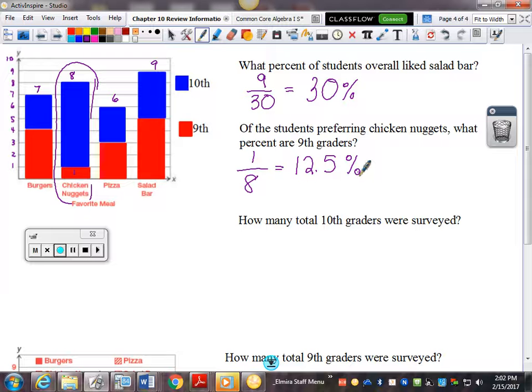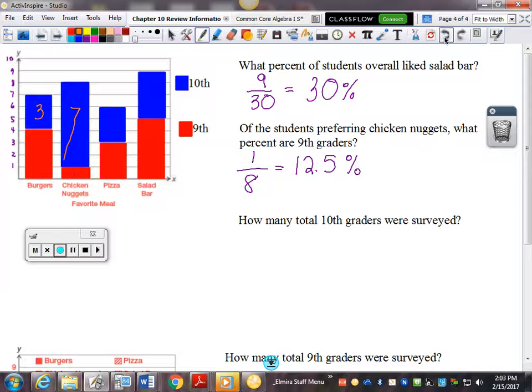How many total 10th graders were surveyed? Here again, we're going to pretend we don't already know the answer to that question from already seeing it on previous pages of this data. Okay, 10th graders is the blue. So let's see, from 4 to 7, that's 3. From 1 to 8, that's 7. Whoa, I didn't mean for that 7 to do that. Oh, my pen is acting up again.